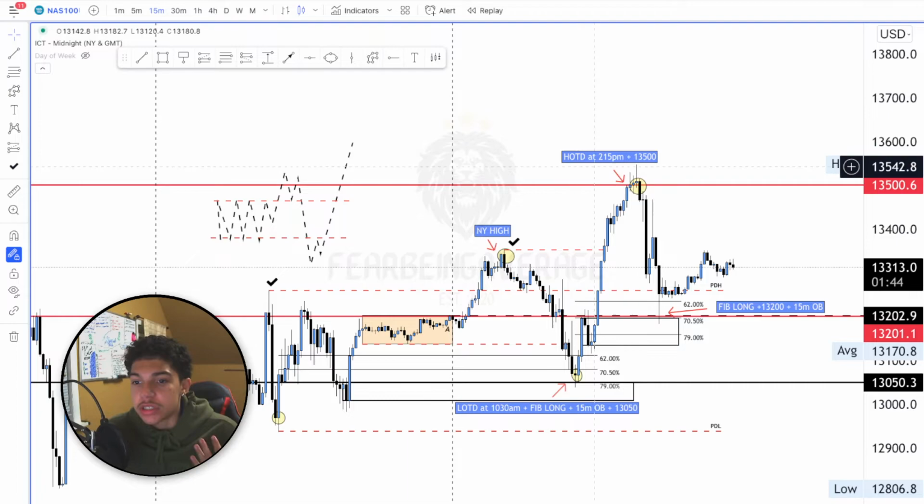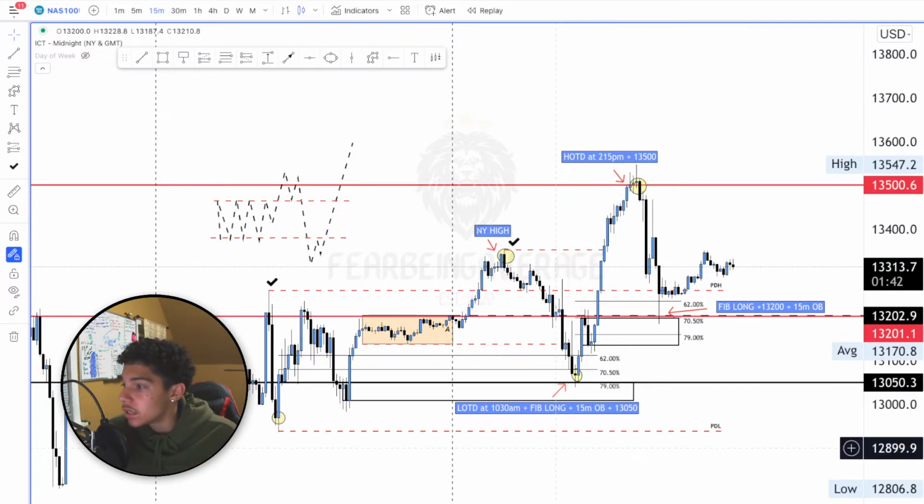And that's really it. So this is the daily range case study of today. Nothing crazy honestly happened. This would have been a good move here.